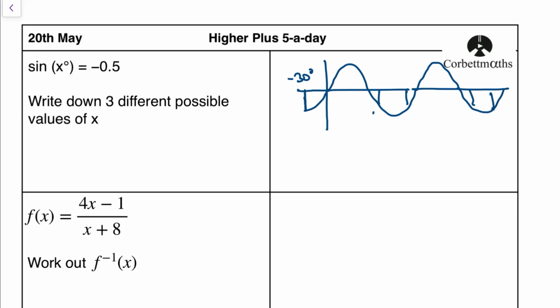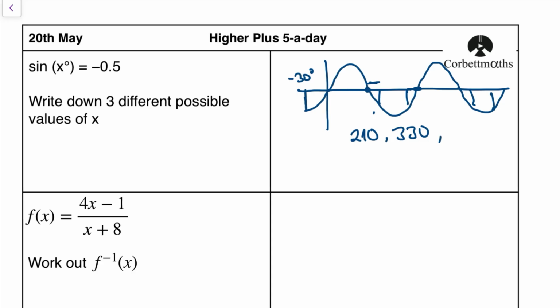So the approach I'm going to use is I'm going to acknowledge this is 180. So therefore this gap here is 30, which gives me 210. Equally, this is 360 minus 30, which gives me 330. And then I can just keep adding 360 to both of these numbers. So if I add 360 to 210, I get 570. It only wants 3, so that will do. But if I add 360 to 330, that's going to give me 690, etc. Point is, it's really a question about, do you understand the shape of the sine curve?